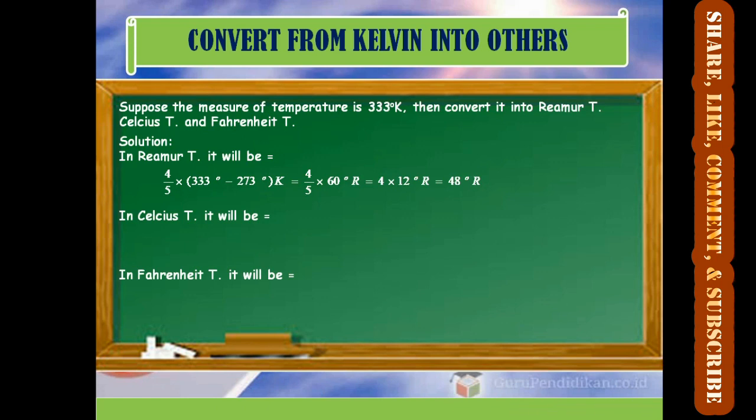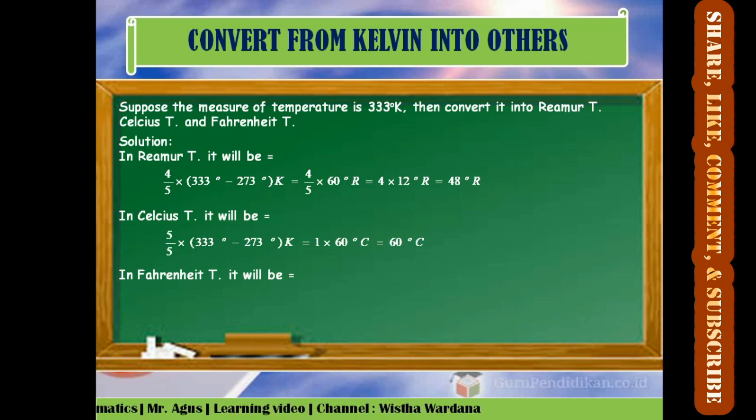And then multiply 60 by 4 per 5, you will get 48 degrees Reaumur. And 48 degrees Reaumur is equal to 333 degrees Kelvin. And then if you want to convert it into the Celsius thermometer, because the Celsius thermometer and the Kelvin thermometer have the same proportion, you can continue with subtraction only. You have to subtract 333 minus 273.